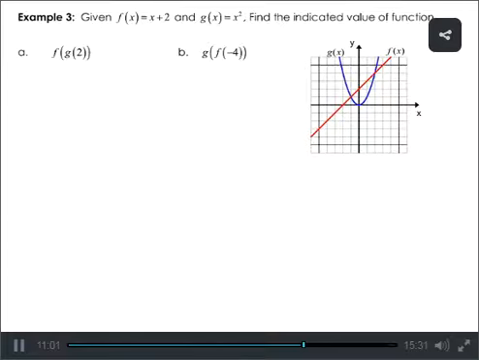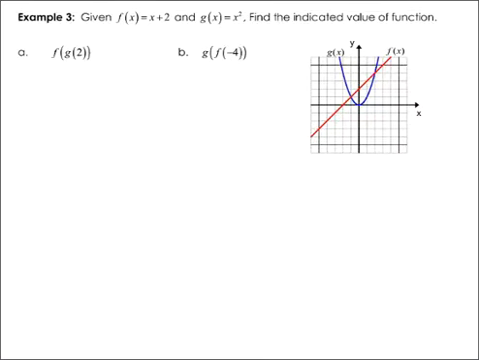Okay, another type of composition of functions here. What I'm going to suggest that you do on these is start on the inside and work your way to the outside. So, work from the inside to the outside. If you look here, the inside is g of 2.